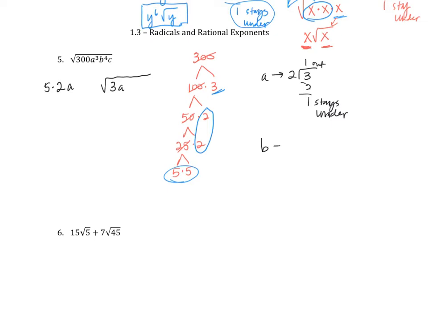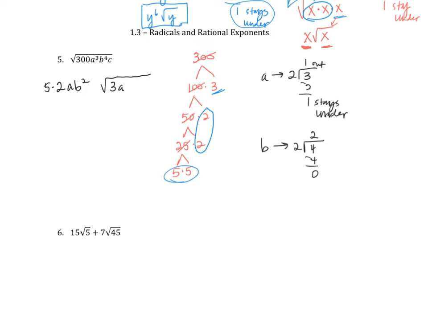Okay, b. It's a fourth exponent, right? The exponent's 4, the root's 2. So 2 goes into 4 twice with no remainder. So b squared comes out and there's no b left under.